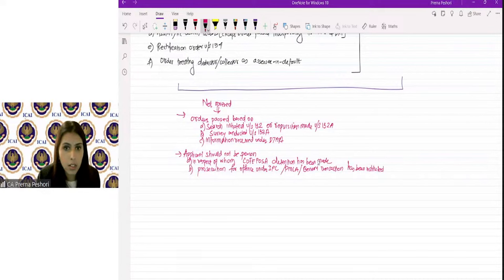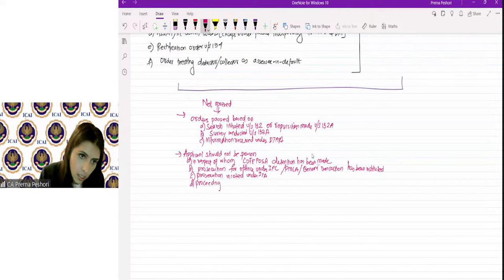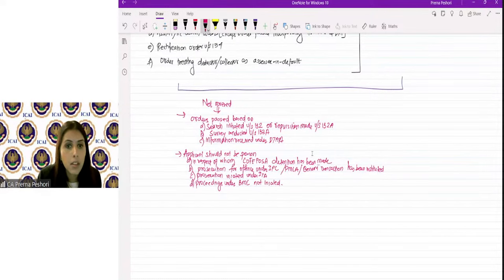Has been instituted. In respect of whom prosecution has been initiated under the provisions of the Income Tax Act. So it should not be this kind of assessee. Or the black money proceedings have not been initiated. Proceedings under black money law not initiated. I've written the spelling wrong. Okay.